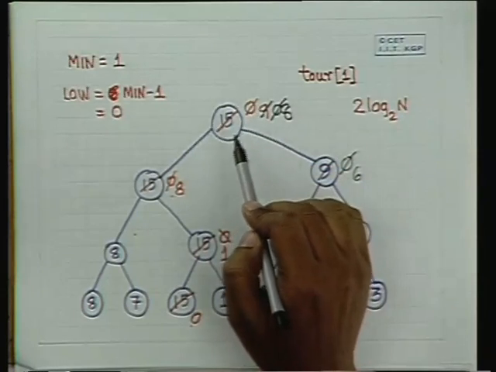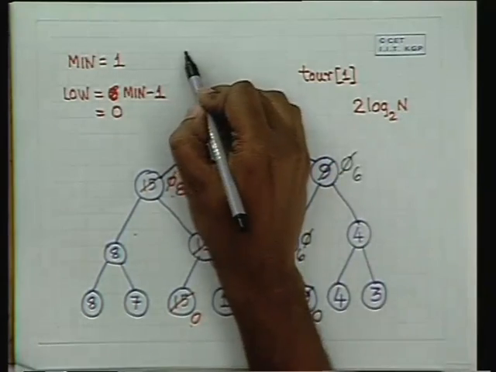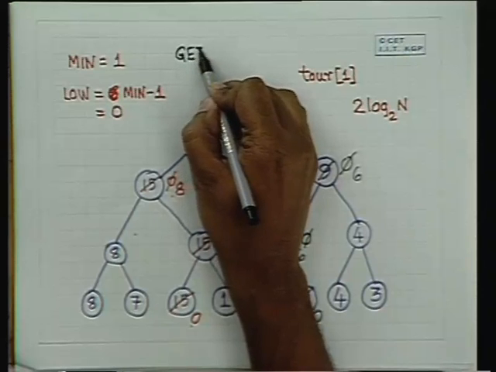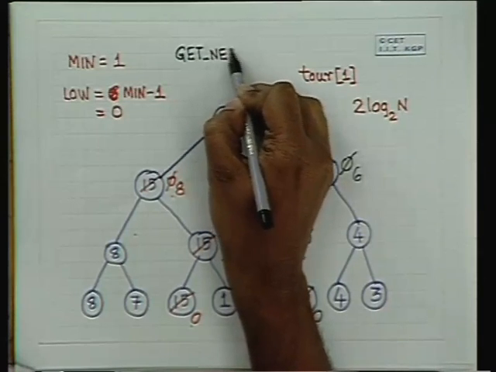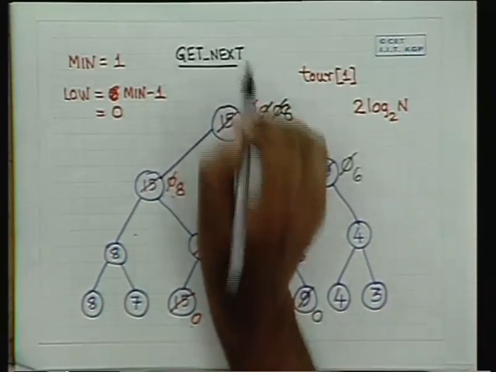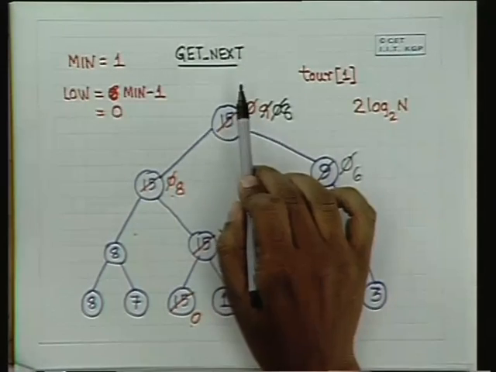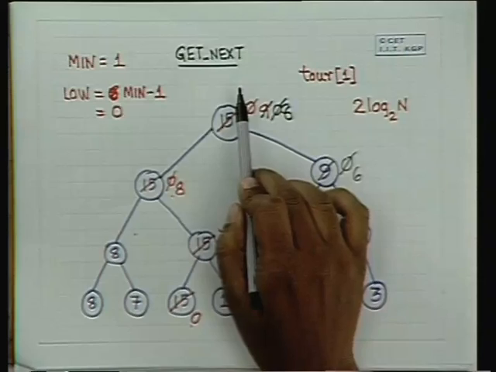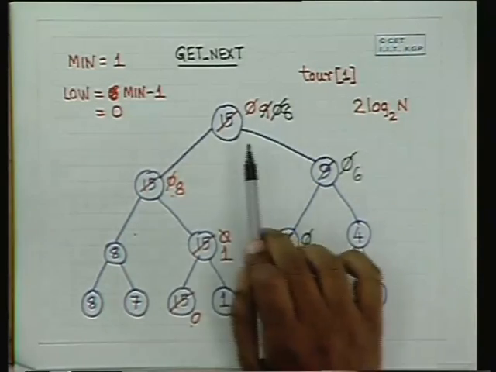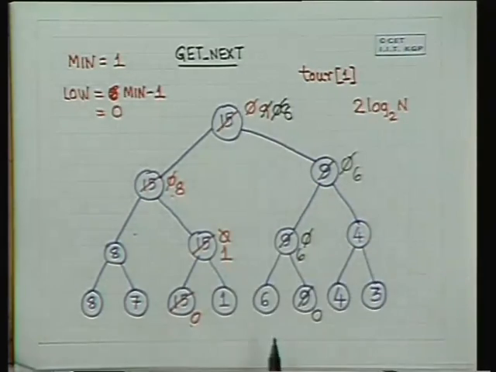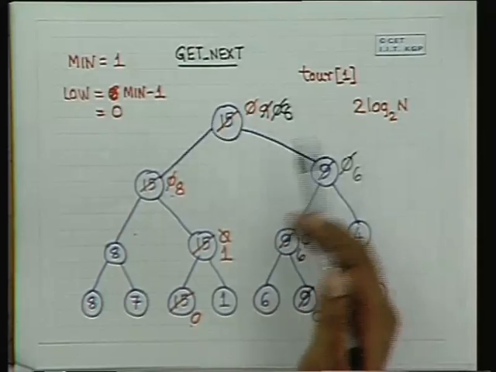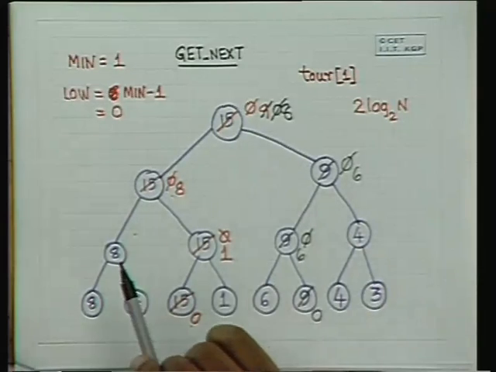So if we now define a function get next, and what does this function get next do? It goes down and up. And if after building the tournament, we call get next n minus 1 times, we are going to get the numbers in sorted order one after another.